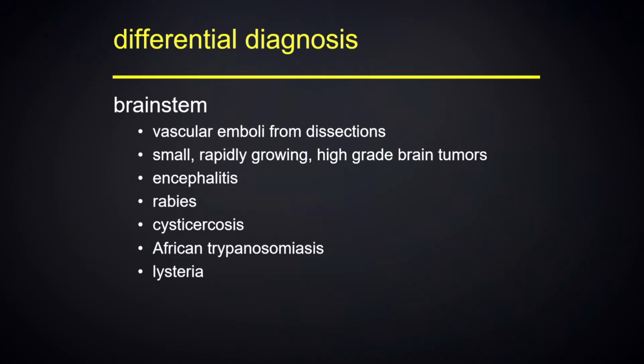And so this is where you start to see things like vascular emboli from dissections of the vertebral arteries, which produce neck pain and focal neurological deficits. Small, rapidly growing, high-grade brain tumors live here. Encephalitis of the brainstem, rabies, cysticercosis, African trypanosomiasis or sleeping sickness, and finally listeria.